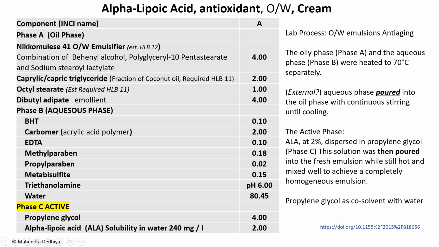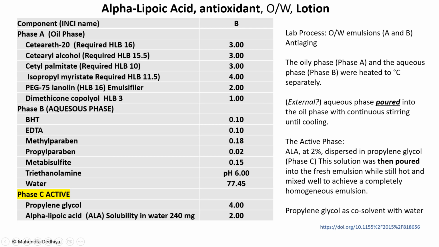The active phase, ALA, is dispersed into propylene glycol, and then this solution is added onto the emulsion itself. So it resides in the external phase. Propylene glycol is used as a co-solvent with water. The same authors prepared another formulation without carbomer, with a lotion-like consistency.